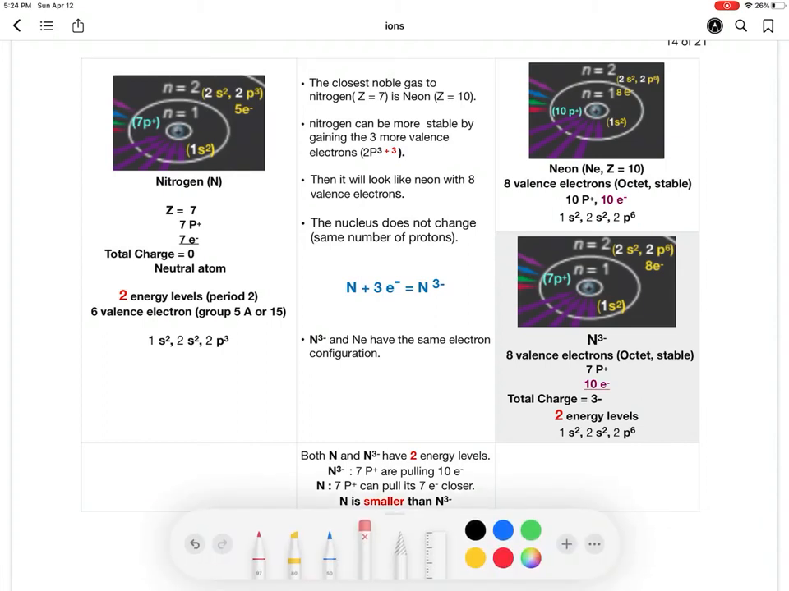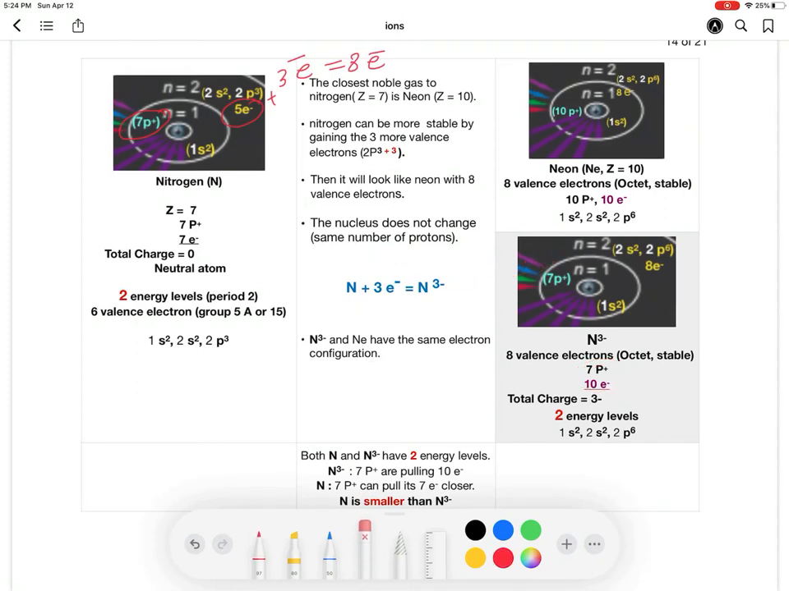Now this is what I just explained. I have here nitrogen as an example. Nitrogen has 7 protons, 7 electrons, 5 on the outer shell. So it can easily gain 3 electrons. When it does this, it will have 8 electrons on the outer shell. So it is here now. It will have 3 negative charges and it will look like neon. So we'll have 10 electrons that looks like neon. So notice here, we have 7 protons and 10 electrons, total charge is 3 minus.